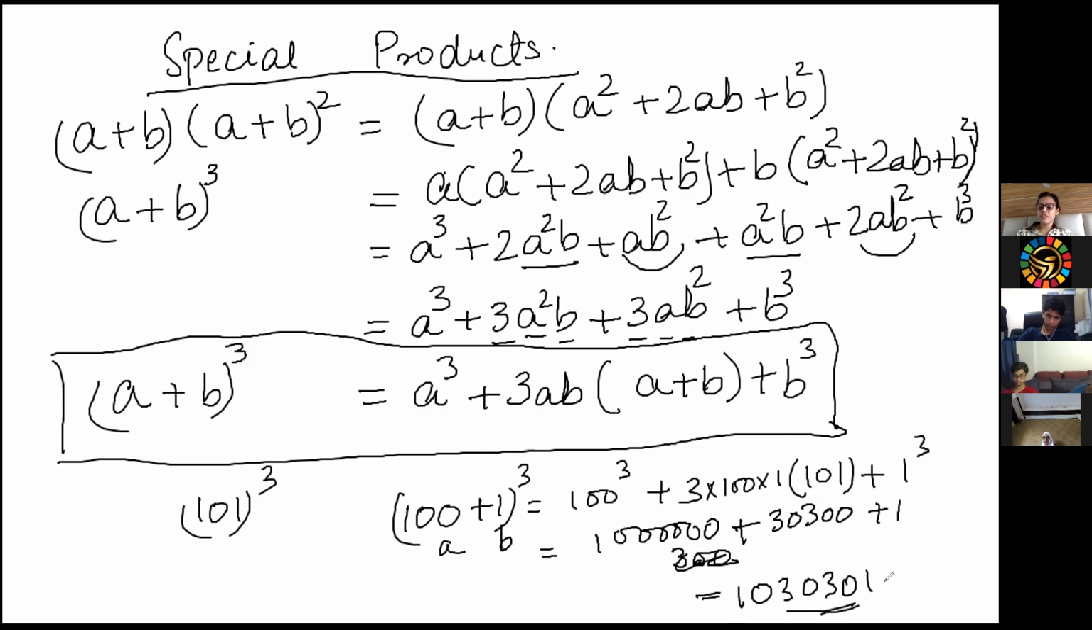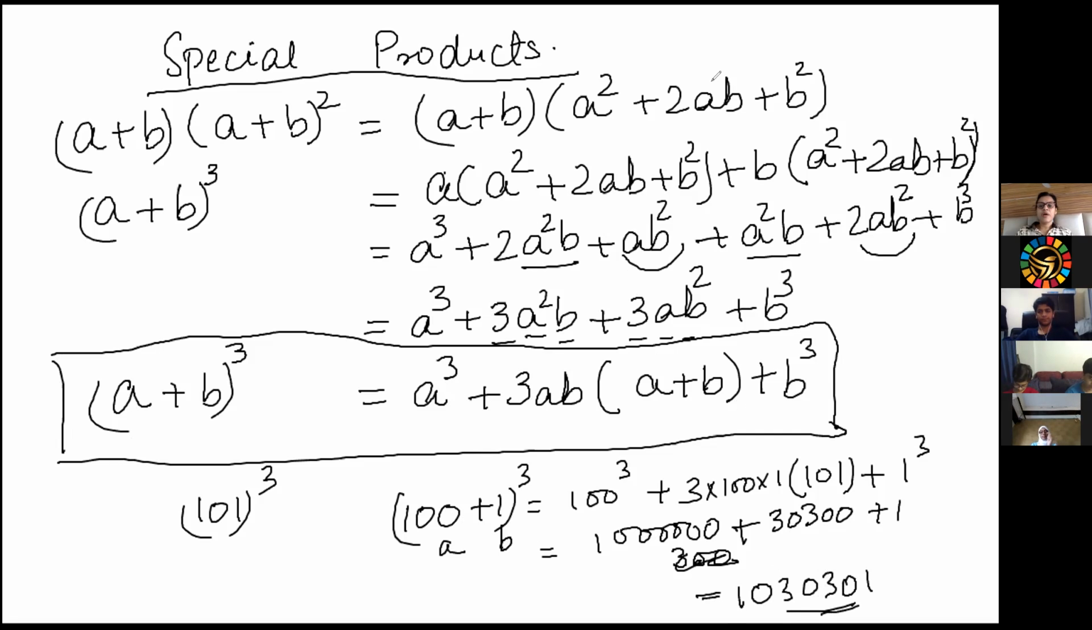This will be your answer. So without multiplication, using this algebraic identity, we get this whole cube by using just this formula. If you remember this identity, you can calculate it. So what is it? (a + b) whole cube is equal to a cube plus 3ab into (a + b) plus b cube. Have you written this formula, everyone? Yes.